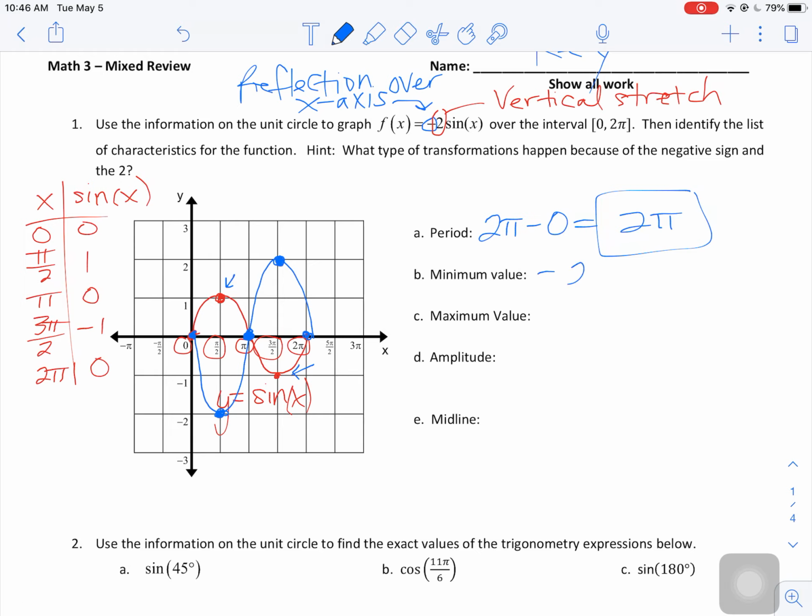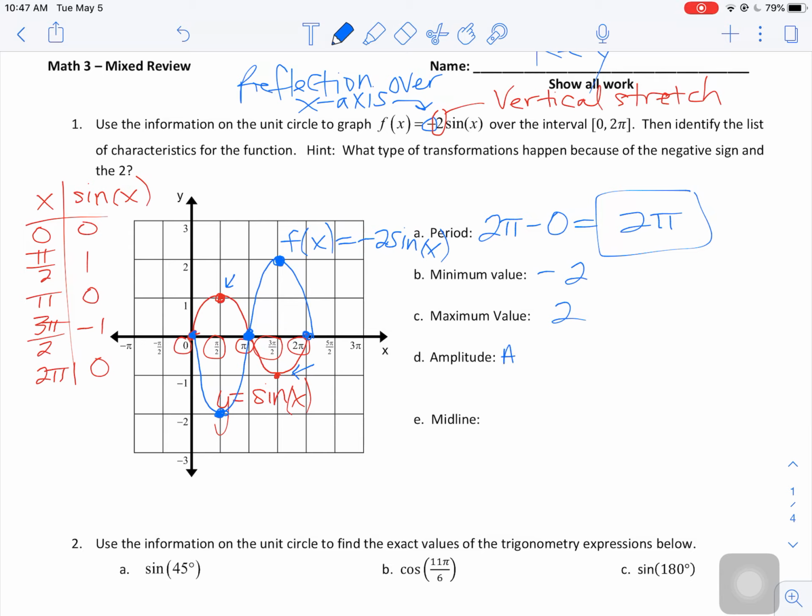Our minimum value is -2 because that is the smallest y value on the graph. So I'm just going back here and labeling my blue graph. And then my maximum value is 2 because that's the highest y value on the graph.